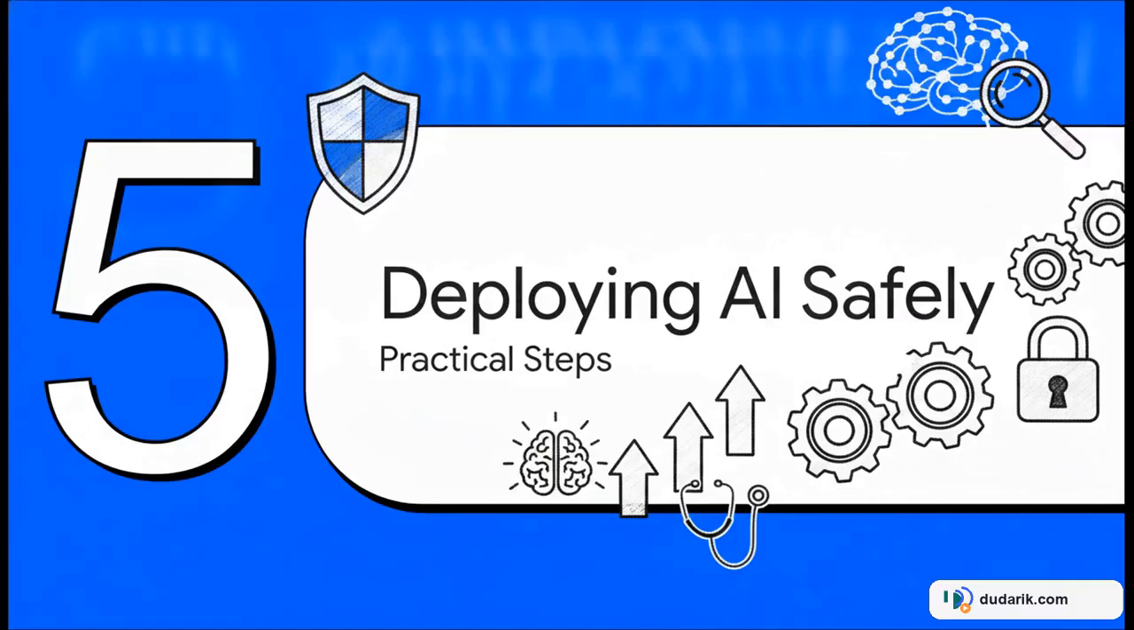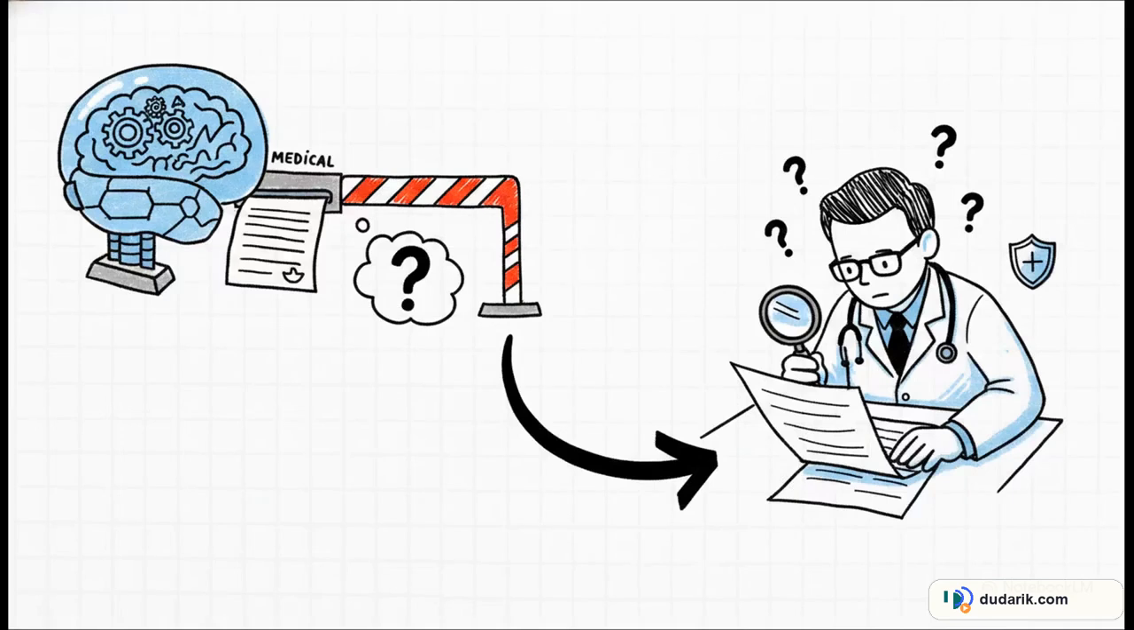Section 5. Deploying AI safely. This brings us to the most practical and important part of our explainer. For all the developers tuning in, here is your actionable playbook derived directly from the Safe-Psych findings. First and foremost, you must treat the LLM as a pattern-matching engine, not an autonomous doctor. Fine-tuning alone is not going to solve this uncertainty calibration gap.